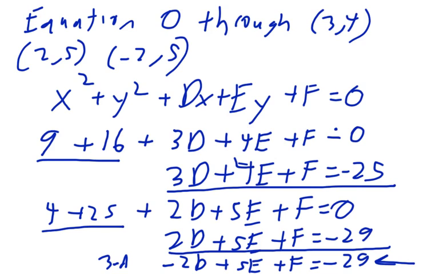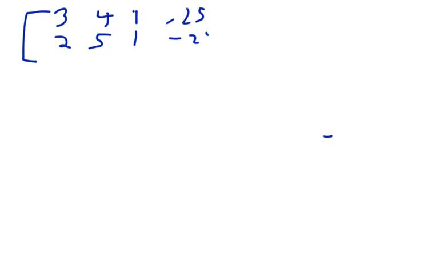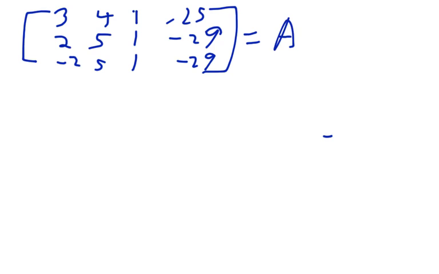So we have three equations with three unknowns, d, e, and f, and whenever we have that, we don't solve them by hand, we let the calculator do all the work. So I'm going to make a matrix with 3, 4, and 1 because those are my coefficients, and negative 25 at the end. My second one is 2 in front of d, 5 in front of e, 1 in front of f, and negative 29 on the other side. And finally I got negative 2d plus 5e plus f is negative 29. And this is into matrix A.